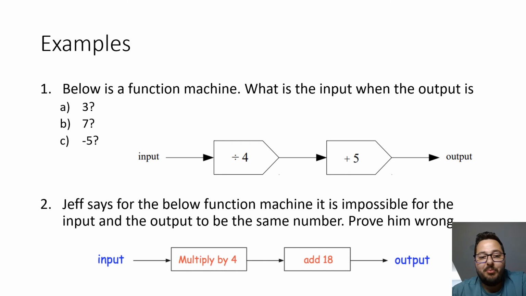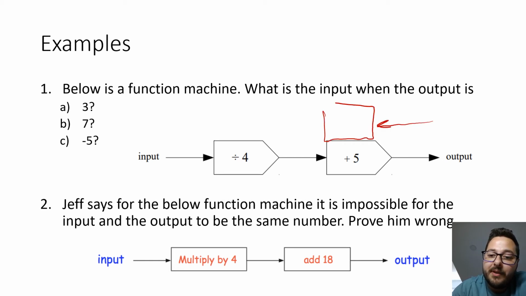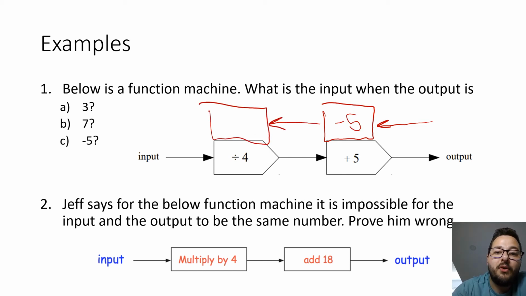Okay, so let's just have a go at a few more questions. Feel free again to pause the video, have a go at these, otherwise we shall do them together. Okay, so the first one then, what is the input when the output is 3, then 7, then minus 5? Well, let's just draw our opposite function. So instead of plus 5, it would be minus 5. And instead of divide by 4, it would be times 4.